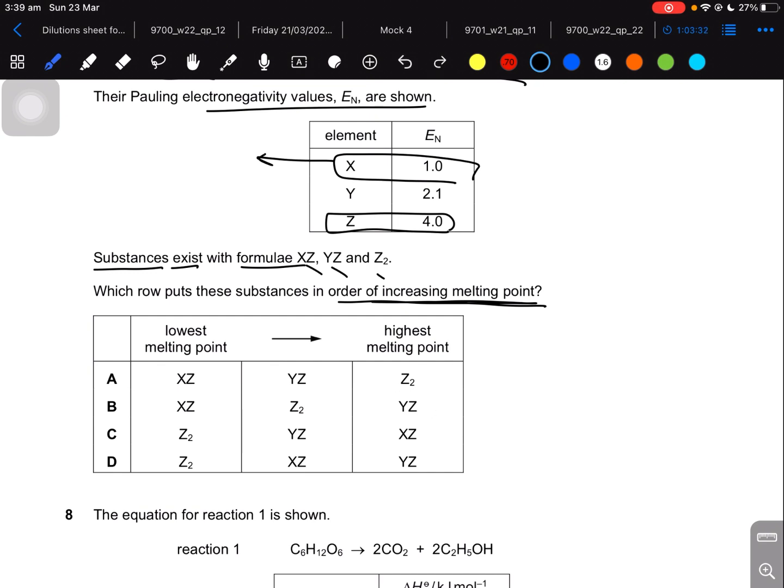Oh no, that's YZ, then XZ. And then YZ is going to follow after that, because it is better than no dipole at all. See, that was a relatively simple question.